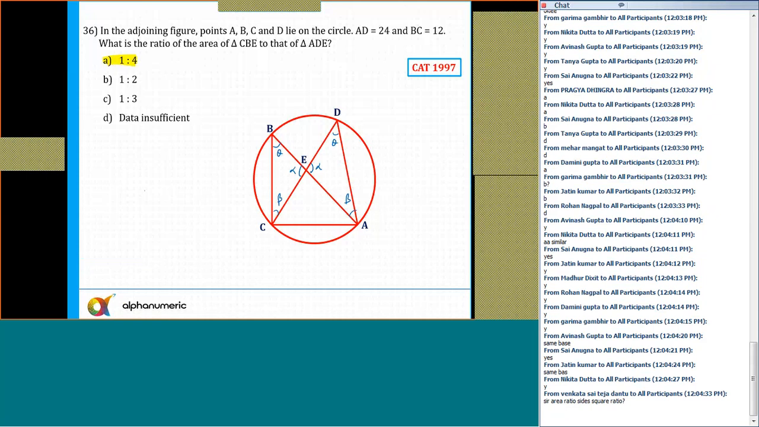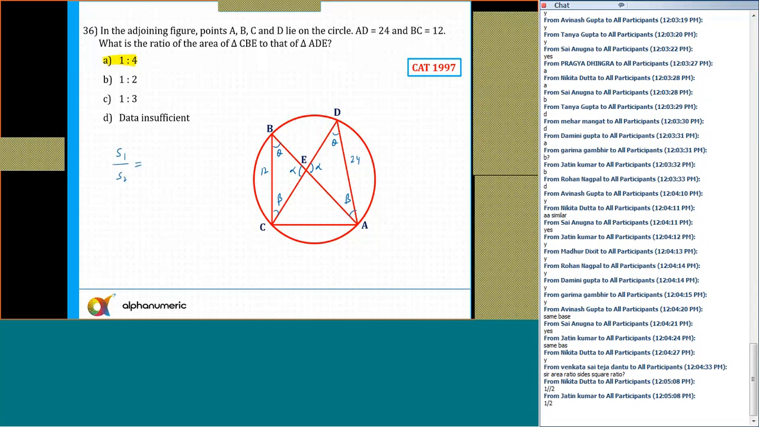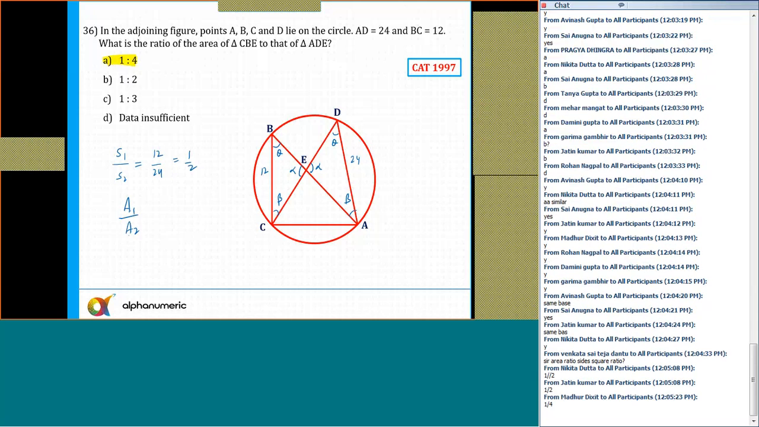If two triangles are similar, the ratio of their areas is proportional to the square of the corresponding sides. BC is equal to 12 and AD is equal to 24. What is the ratio of the sides opposite to alpha? In the first triangle it is 12, in the other it is 24, so the ratio is 1:2. So the ratio of the areas of CBE and ADE will be (1/2) whole squared, and that is equal to 1/4.